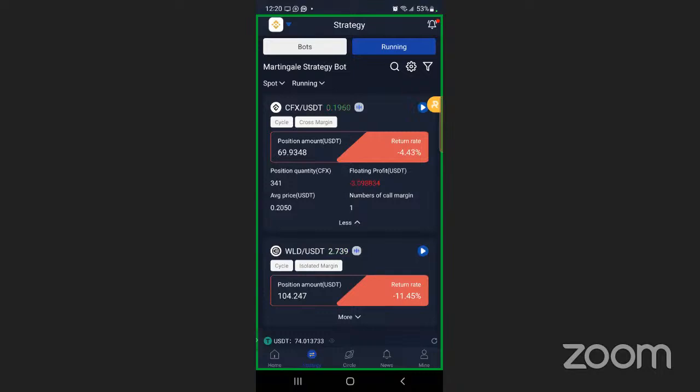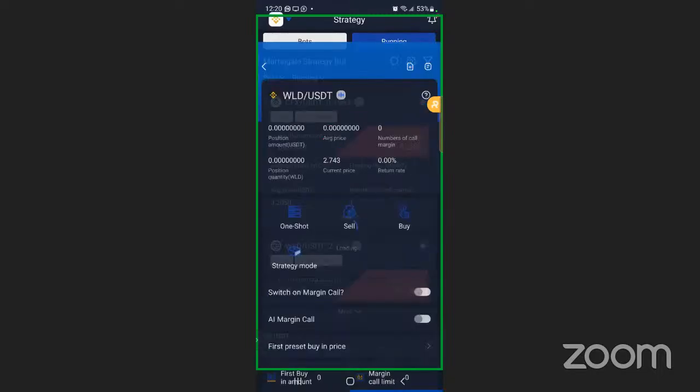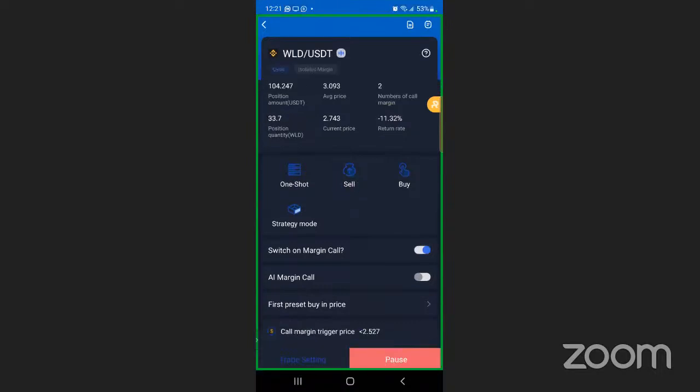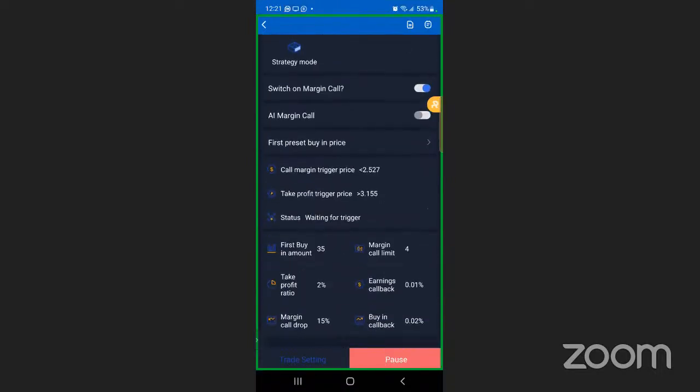Hope you're learning. Today I want you to understand the difference between these two types of trading. What is the difference? When we go to the trade settings of a coin, we tap on trade settings.